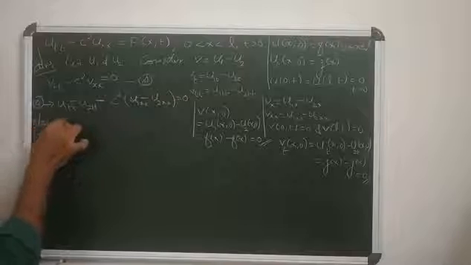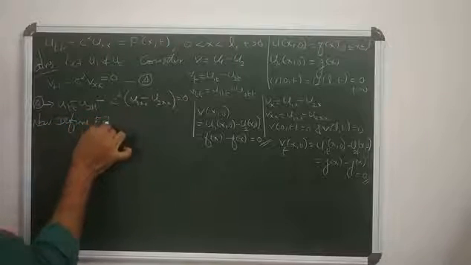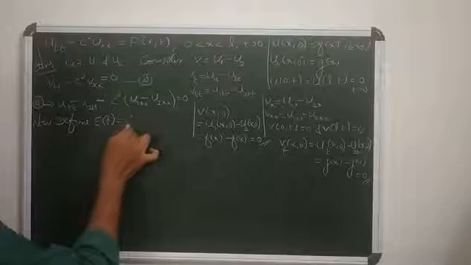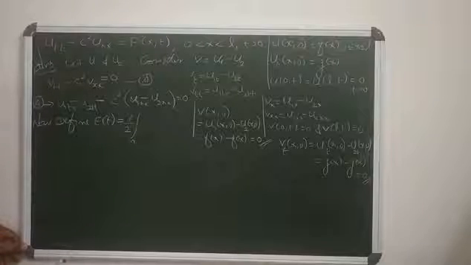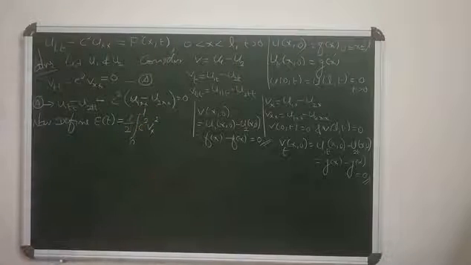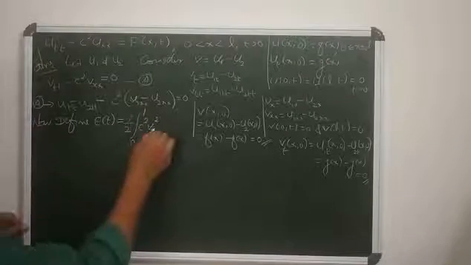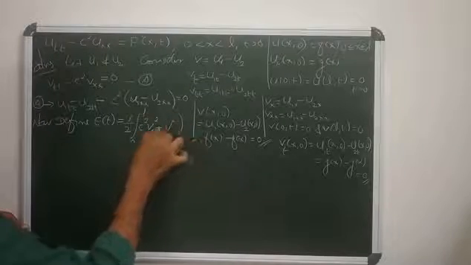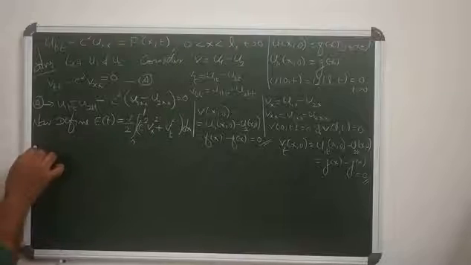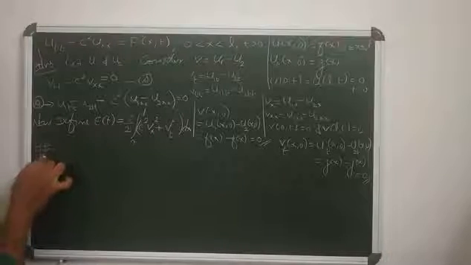Now we define a new function, E(t) equals 1/2 times the integral from 0 to L of c squared v_x squared plus v_t squared dx. We define a new function E(t) equals half of the integral from 0 to L of (c squared v_x squared plus v_t squared) dx. Okay. What is dE/dt?